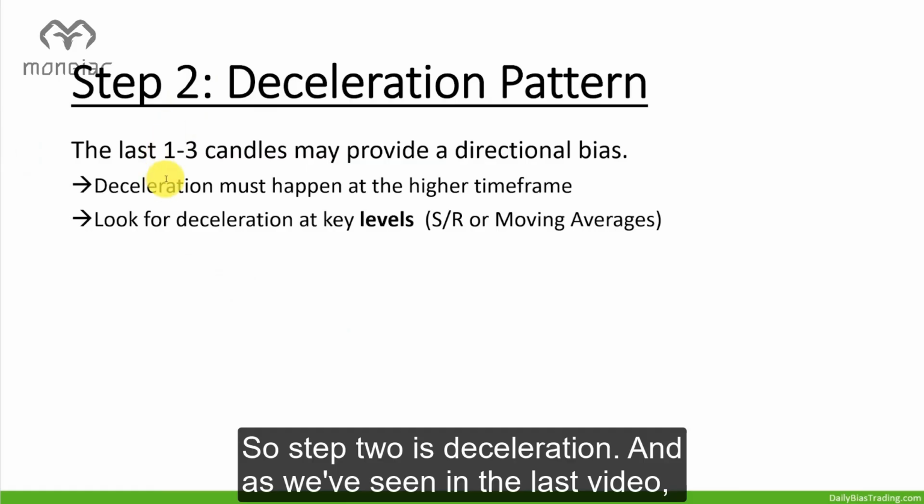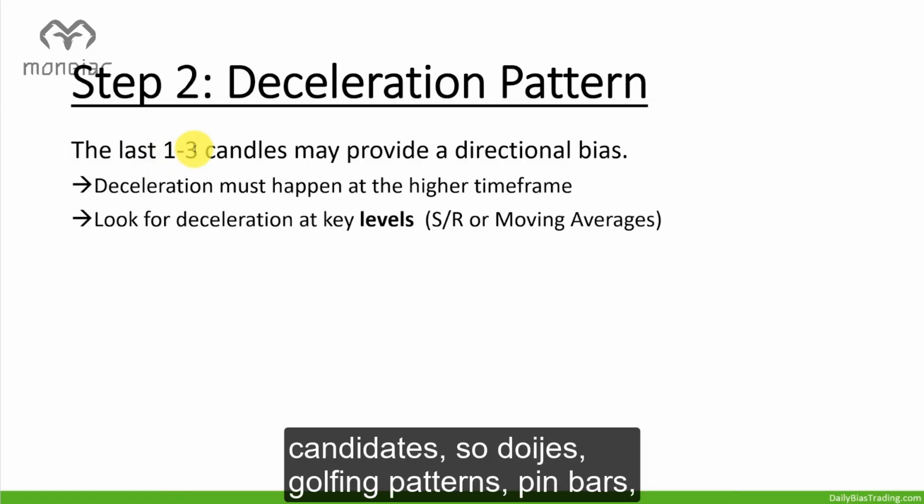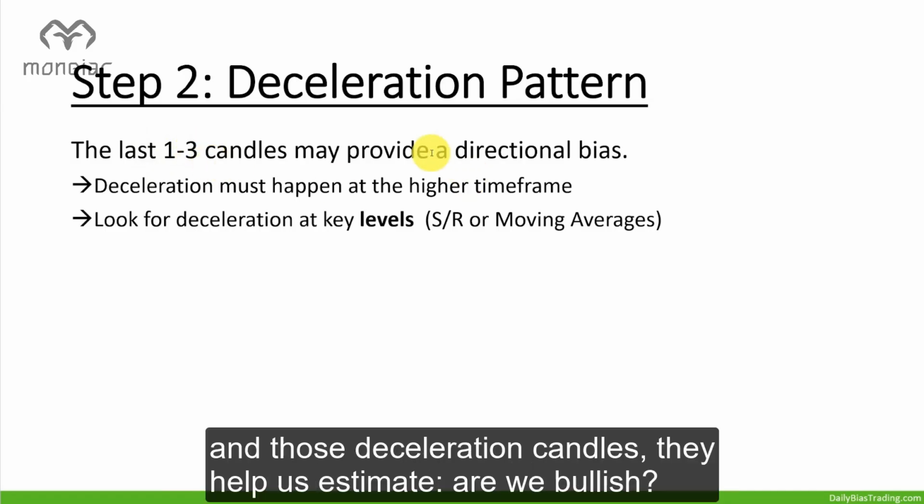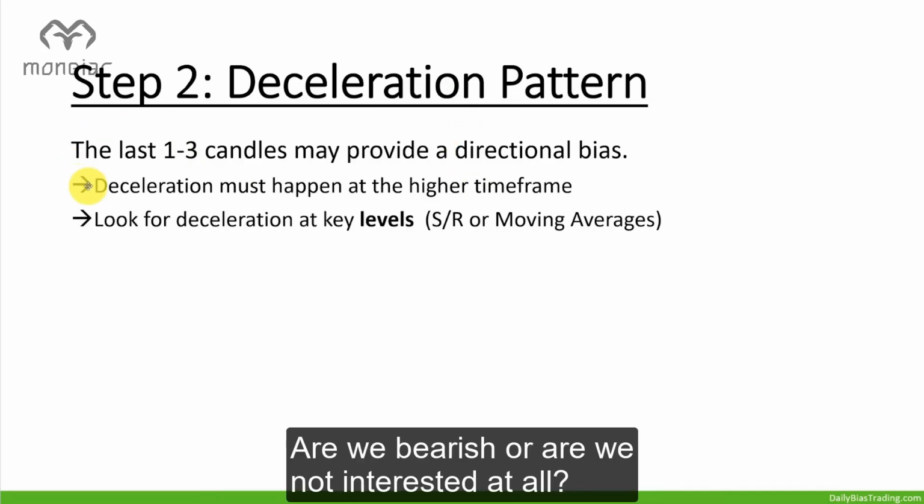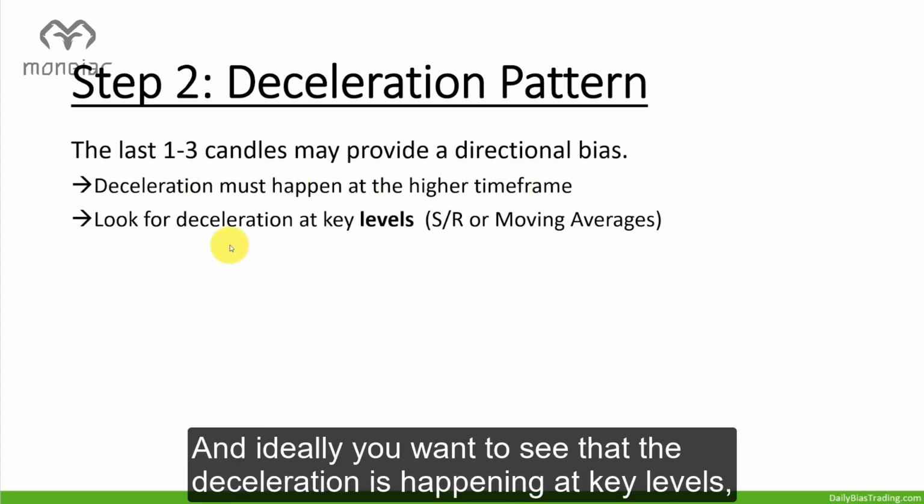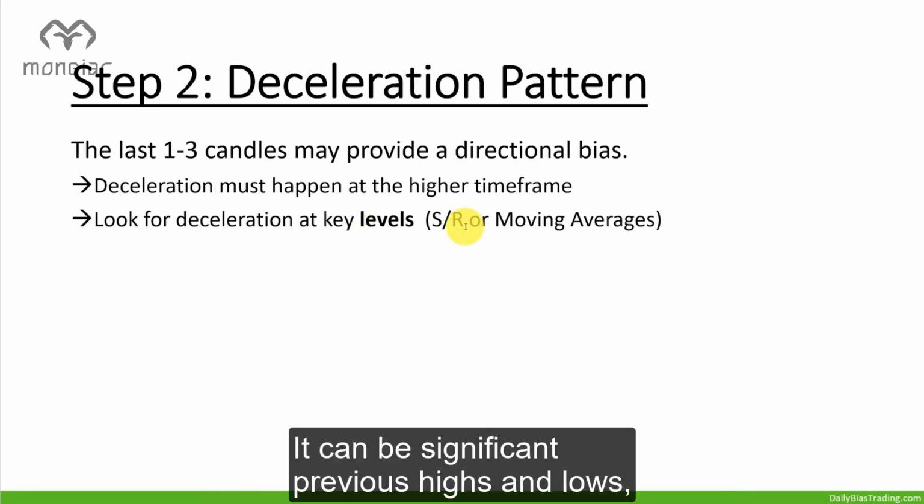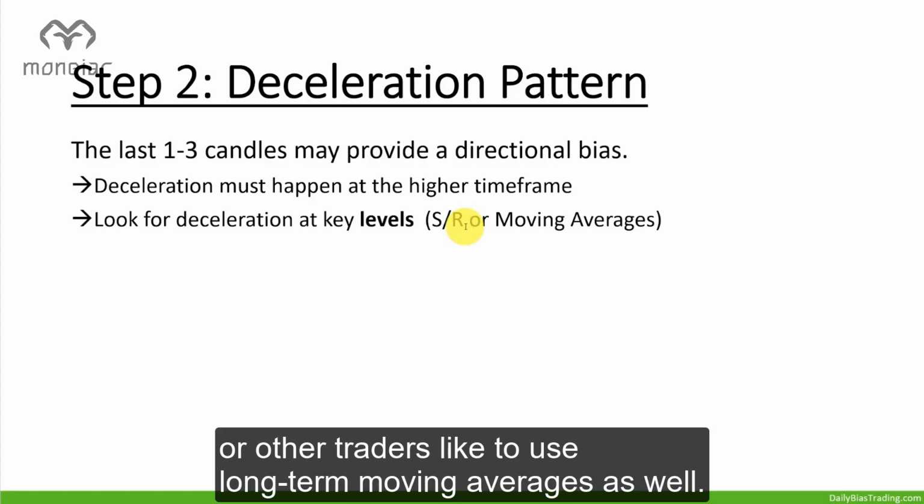And as we've seen in the last video, usually we get an idea of deceleration based off the last 1 to 3 candles. So dojis, engulfing patterns, pin bars, and those deceleration candles help us estimate: are we bullish, are we bearish, or are we not interested at all? And deceleration must always happen at the higher time frame. And ideally you want to see that the deceleration is happening at key levels, which can be support and resistance. It can be significant previous highs and lows, or other traders like to use long-term moving averages as well.